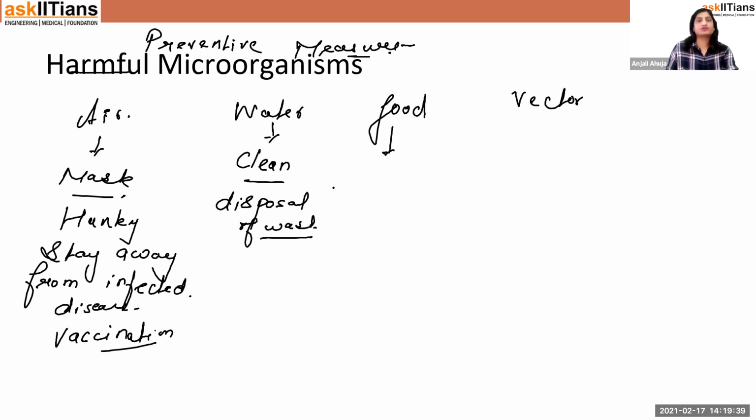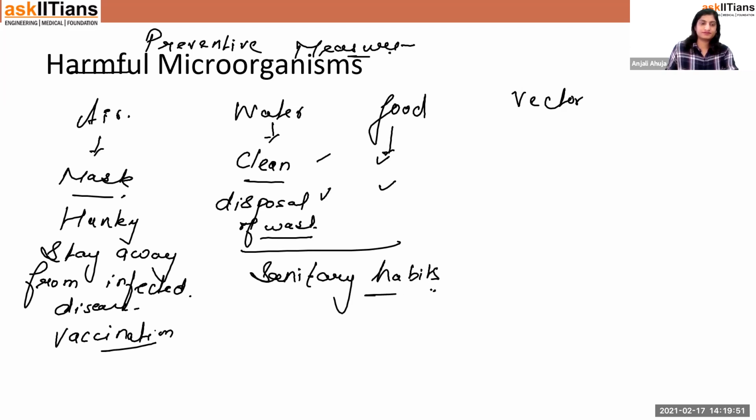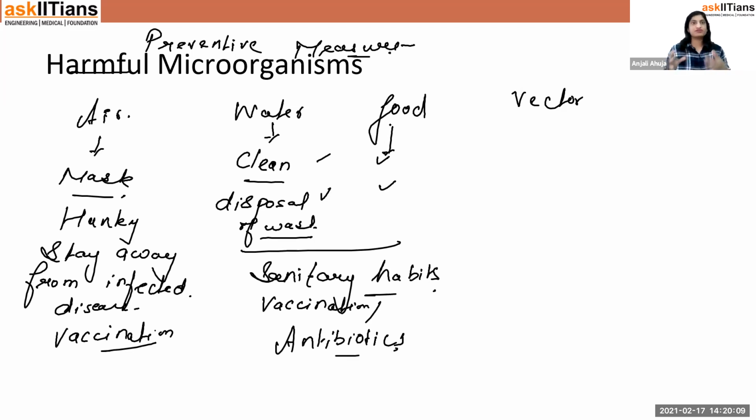In case of food also, you can say disposal of the waste should be there, clean food should be taken, and you can also say in both of them that sanitary habits should be there. What else? And vaccination, obviously, you can just write medicines and vaccination. I mean, antibiotics, because water and foodborne diseases are usually caused by bacteria. In that case, antibiotics can also be taken. So this is about water and food. I'm talking about the preventive measures in all these categories.